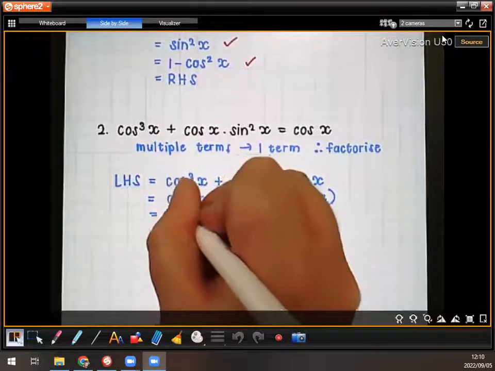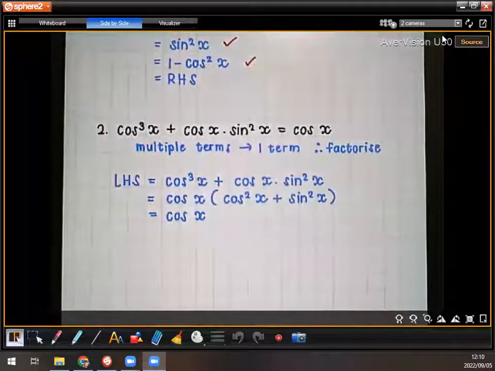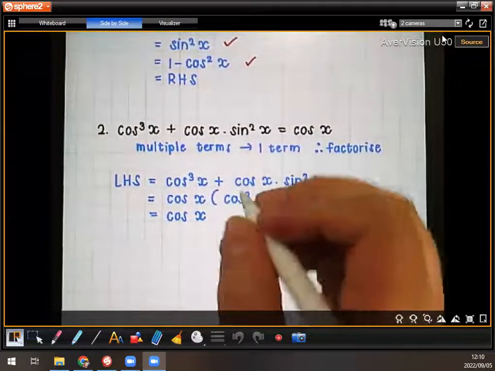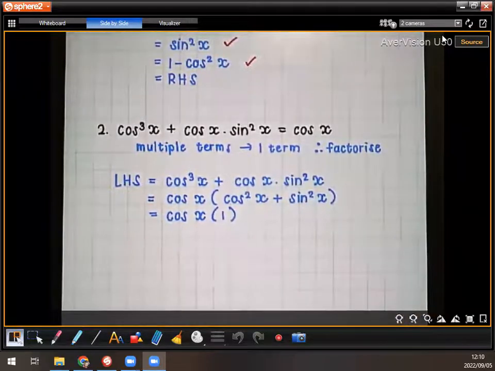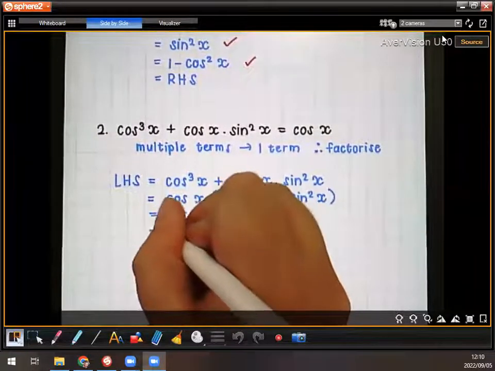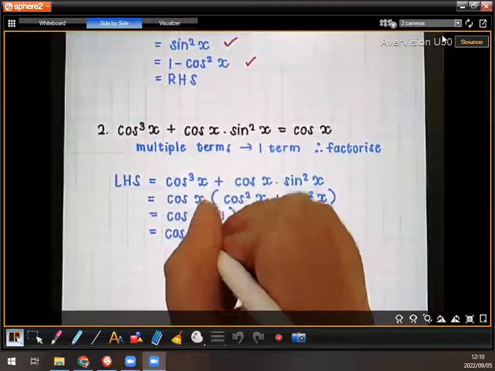Now guys, to make it absolutely clear to the marker that you are using that, please put 1 in a bracket. It does seem a bit silly, but you'll actually get a mark for showing that cos squared plus sine squared is 1. So what's cos x times 1? Cos x, eh? Which is the right-hand side. There we go.